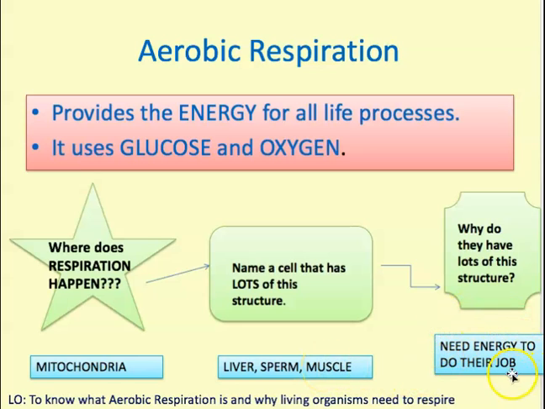And the answer is at the right-hand side of the slide here. They have lots of this structure, this mitochondria, because they need energy to do their job. So muscles need energy to be able to contract when you are moving. Your liver is working really hard to get rid of toxins and other such products in your body. And sperm, that is part of the male reproductive system, sperm have to travel a very long way to get to the egg. Now, to do that, they have to swim, and swimming takes a lot of energy. Therefore, they have a lot of mitochondria because that is where energy is being released.